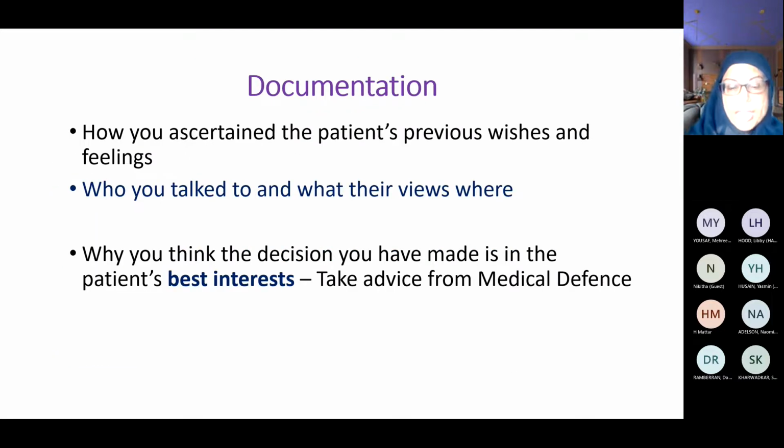And then documentation is key. When you've made a decision, how did you ascertain the patient's previous wishes and feelings? Who did you talk to and what were their views? And why do you think the decision you have made is in the patient's best interest? And I would always recommend just double check, take advice from your medical defence union. And the reason why is because this could happen, and indeed it has happened. Once the elderly person passes away, the adult children will come to us, and let's say in the person's will, they didn't get what they wanted. So they're going to come to us, the GP, and say, at the time my mum made the will, you said she had mental capacity, but I don't believe she did. And that may be 2, 3, 4, 5 years later. So we need to make sure our documentation is watertight.